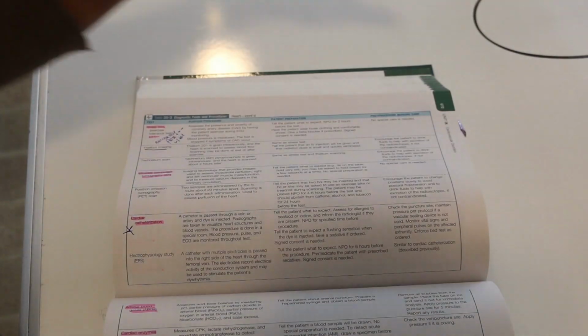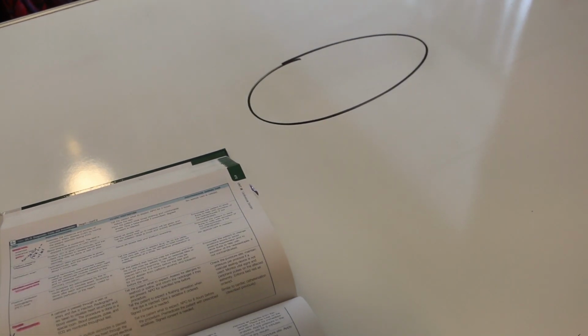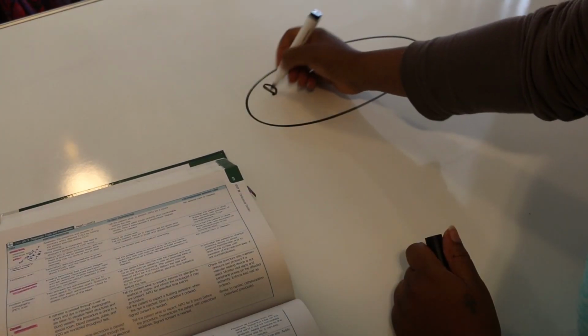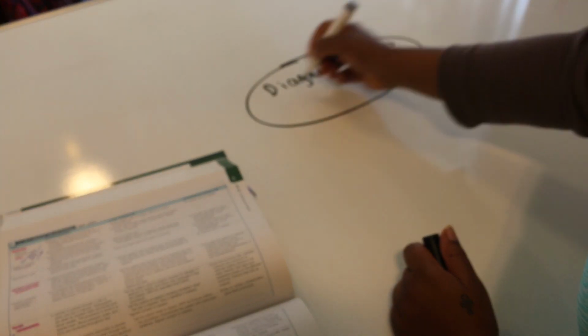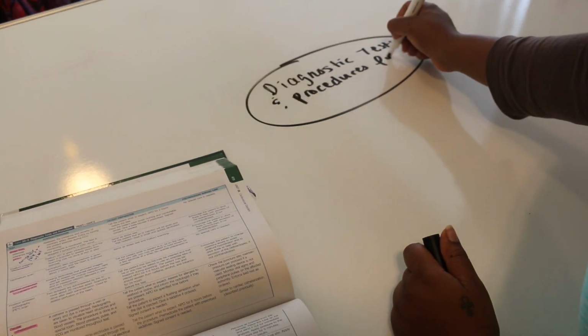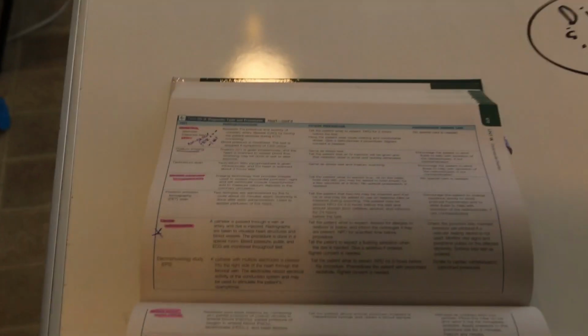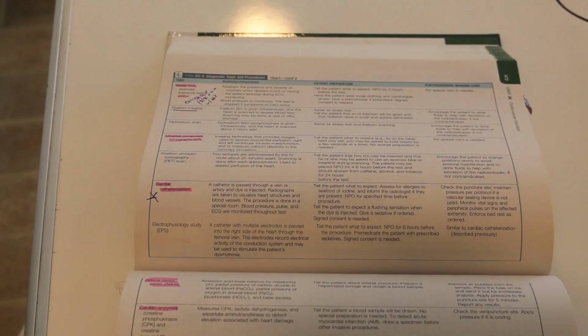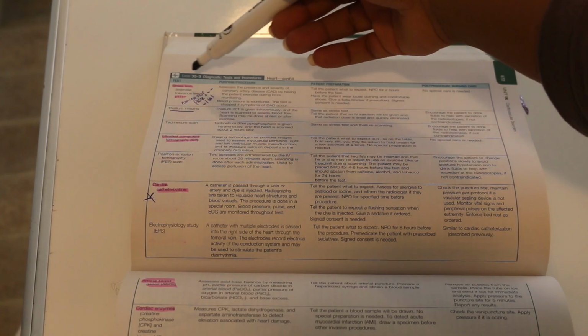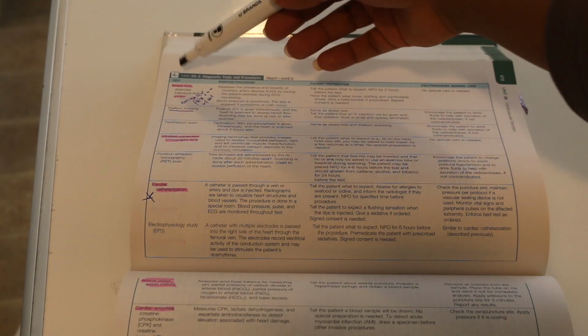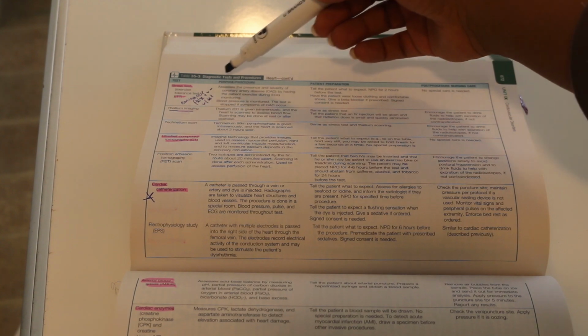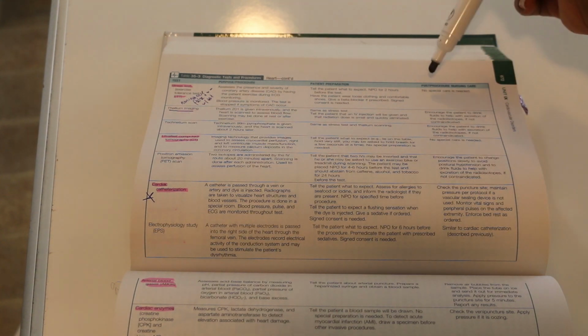So what will be in the middle of our concept map is going to be diagnostic tests and procedures for the heart. So you would branch off of that. If you look in the actual box, this will tell you what comes off of this main idea. So we have the actual test right here. Then we have the purpose, patient preparation, and post-procedural nursing care.